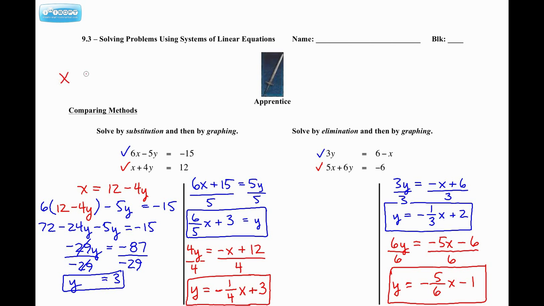Remember, to find x, you go back and find the easiest equation to work with. Well, I'm going to work with x equals 12 minus 4y, this one right here, but I'm going to replace y with 3. So this is saying 12 minus, wait a minute, 4 times 3 is 12. So 12 minus 12, of course, is 0. Well, there we go. So the solution to the system is x equals 0 and y equals 3.